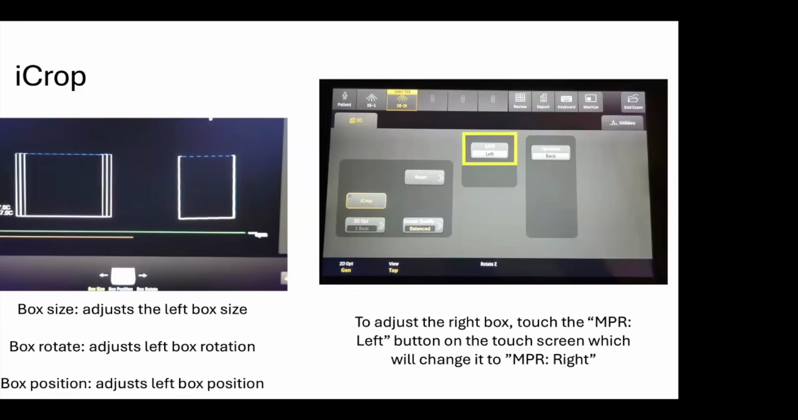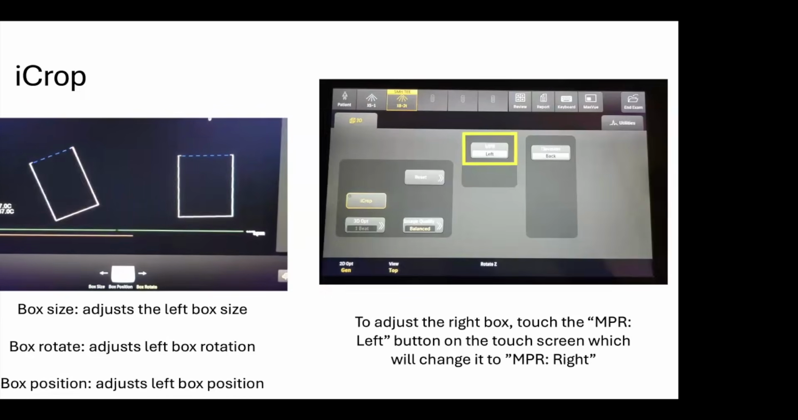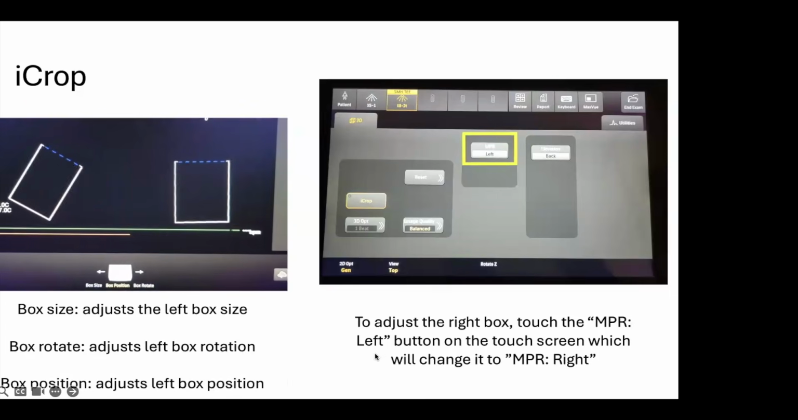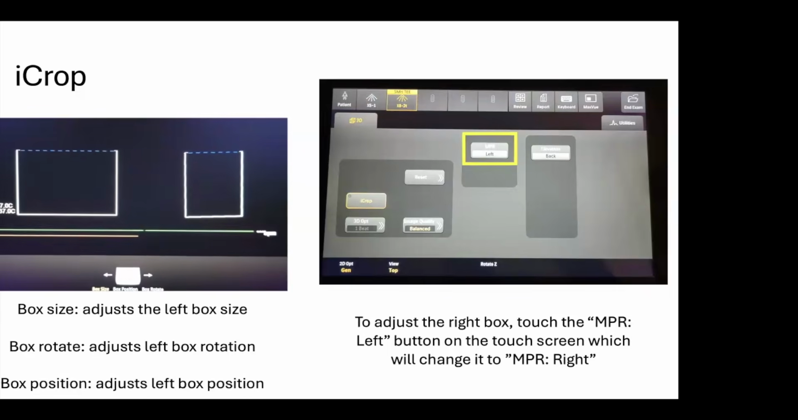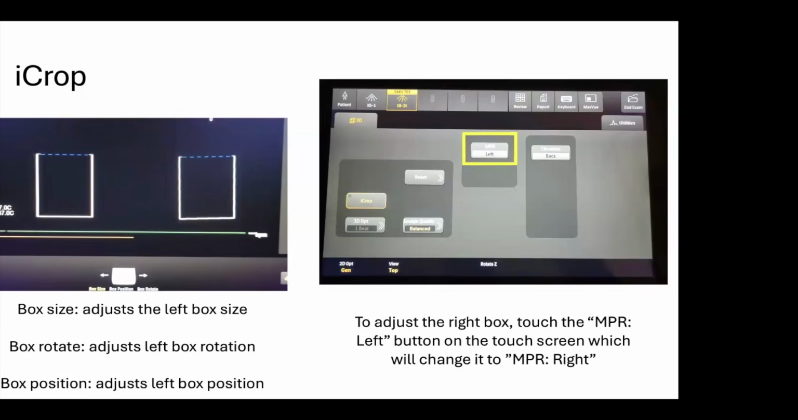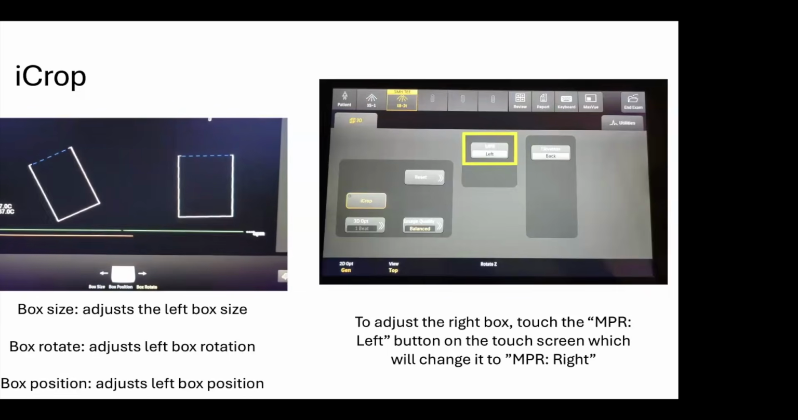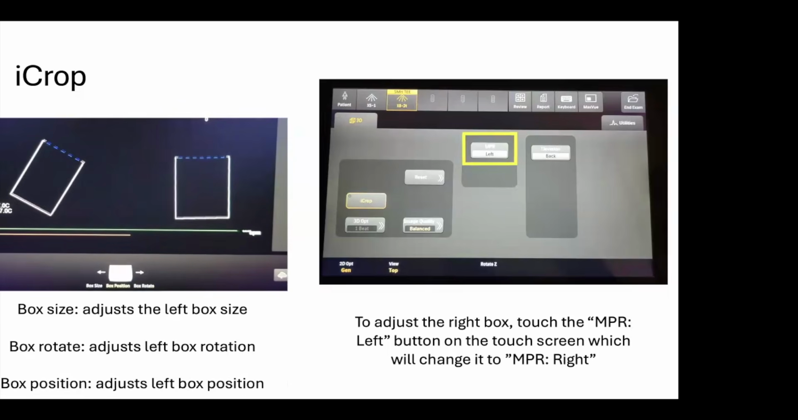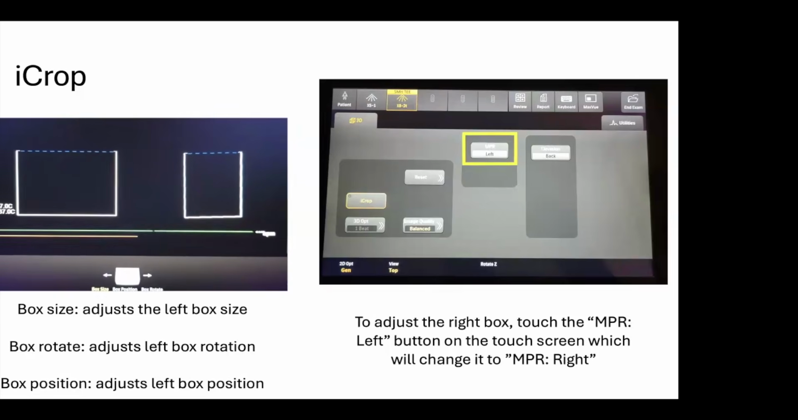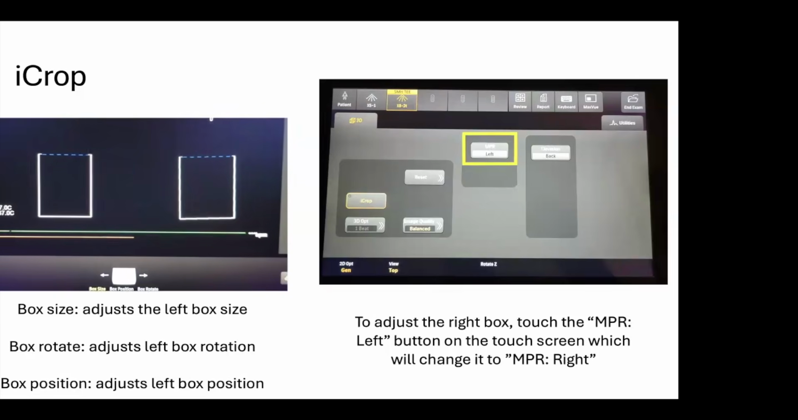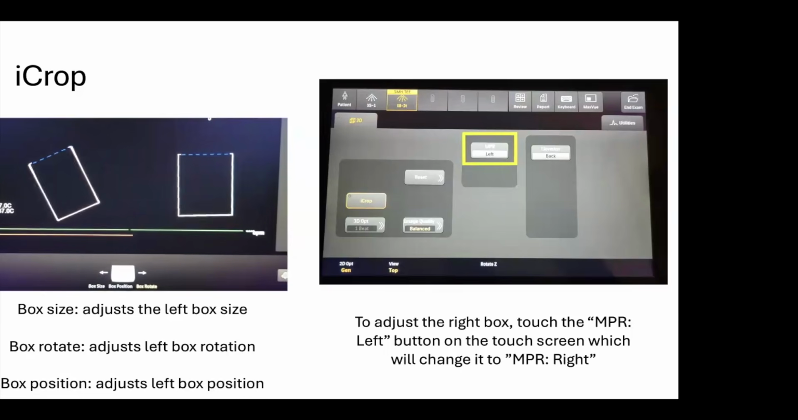This is a video showing how to adjust the boxes. So, when you hit iCrop, it produces these boxes here. You can use the trackball and the left click button to cycle between box sizes. It's changing the box size. Box rotate will change the rotation of the box. And then box position will move that left box. And so you can change that box size, position, and rotation to highlight the structure that you're interested in cropping.